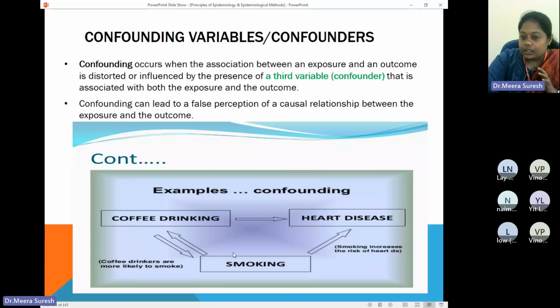So in those cases, such a third factor is related to exposure and it is related to the outcome also. And if you are not aware of this third factor, then whatever study you do, the result can be wrong. So that is called a confounder. We have another example.